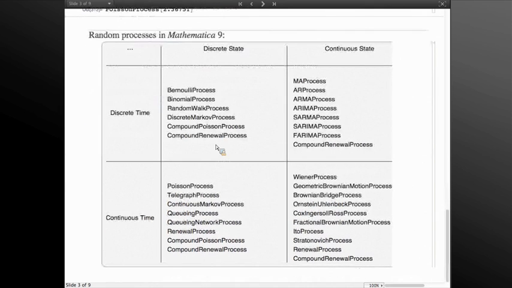Now, here's an overview of all the processes that we provide with Mathematica 9, and there are about 30 of them. This group here with continuous state, these are often known as time series processes. These ones here are stochastic differential equation type processes, and we played with just one, which is a Poisson process.